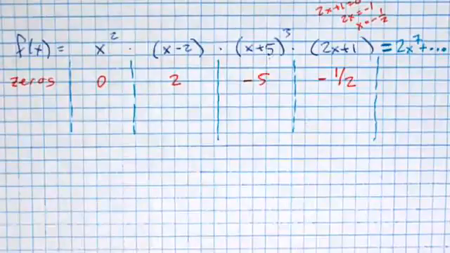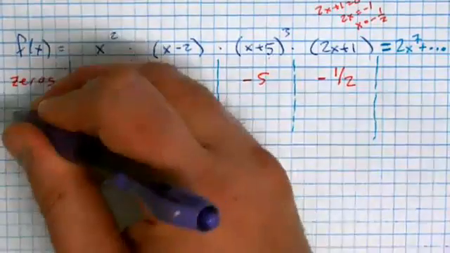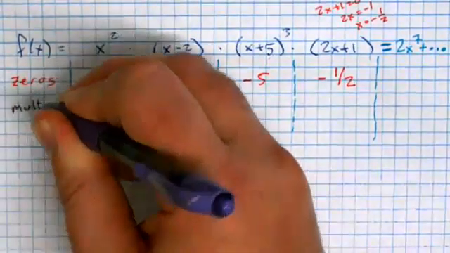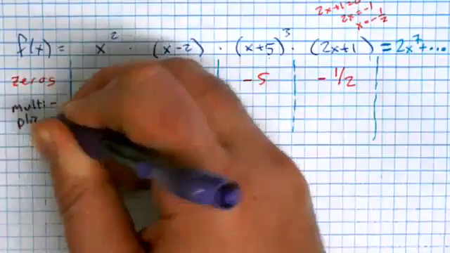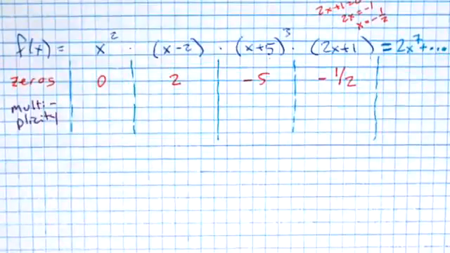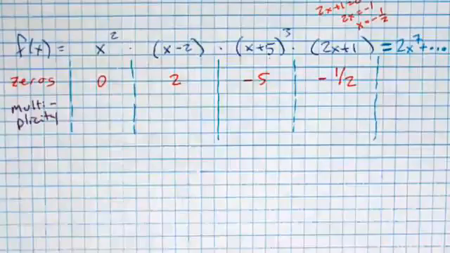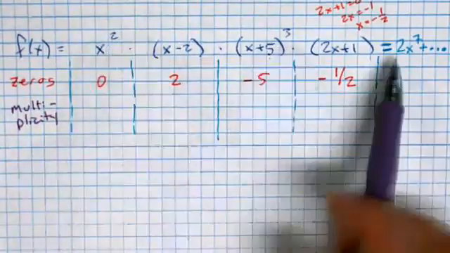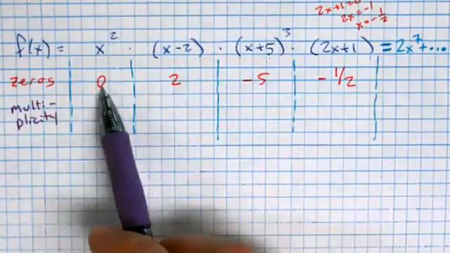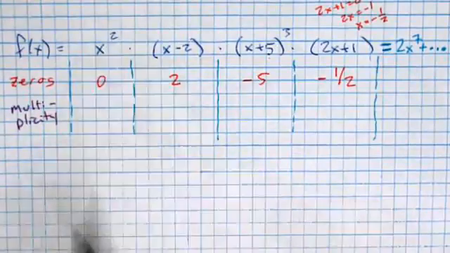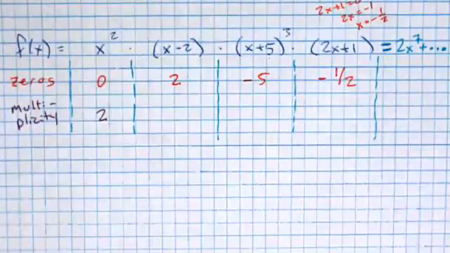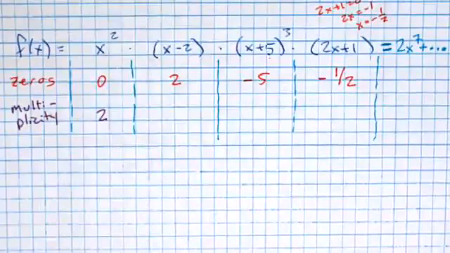Let's talk multiplicity of these zeros. Multiplicity is basically the number of times that that factor is included in the polynomial. And you can read multiplicity by the powers. So I would say a 0 of 0 has a multiplicity of 2, because it came from a factor that was squared.